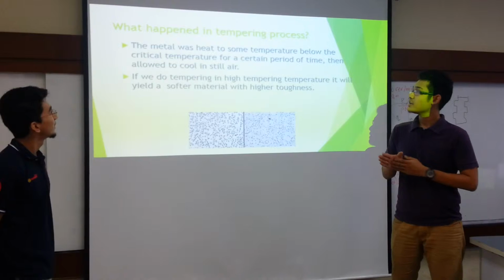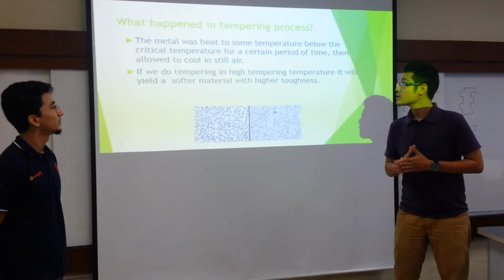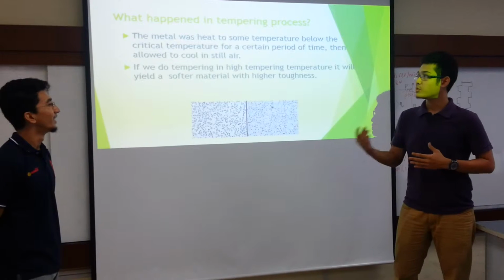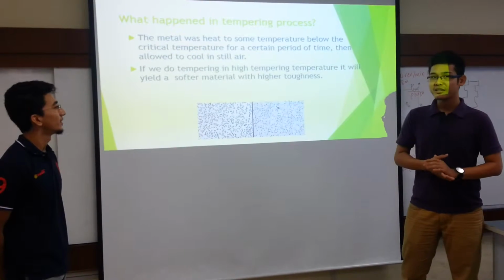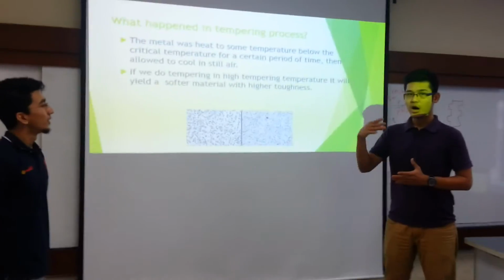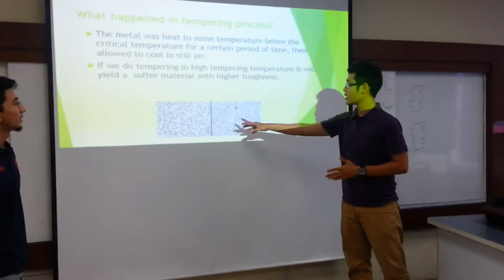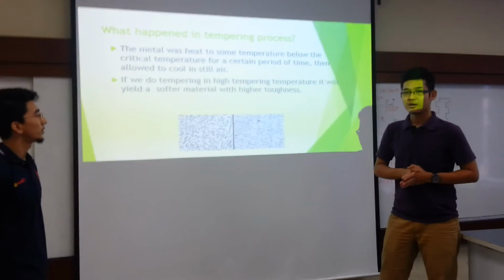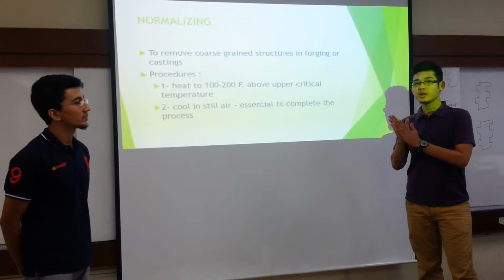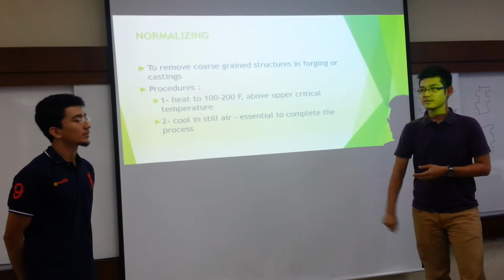So it is heated to some temperature below the critical temperature for a certain period of time. Then it's allowed to cool in still air at room temperature. And if you do tempering at high temperature, it will yield a softer material with a higher toughness. So this is the figure that shows that it becomes tougher. So next, I will proceed to the normalizing process, the normalizing definition and the process, to Ajwad.